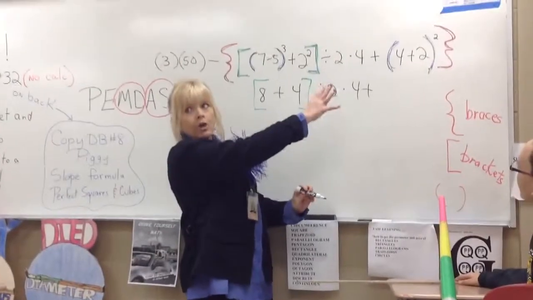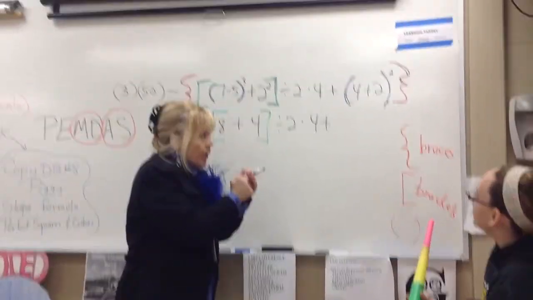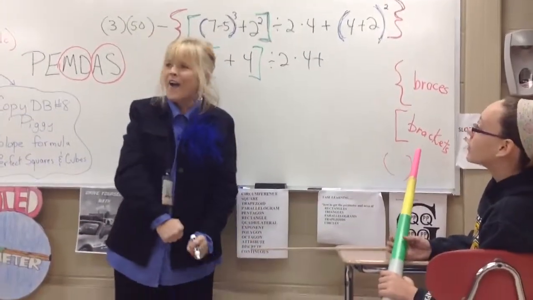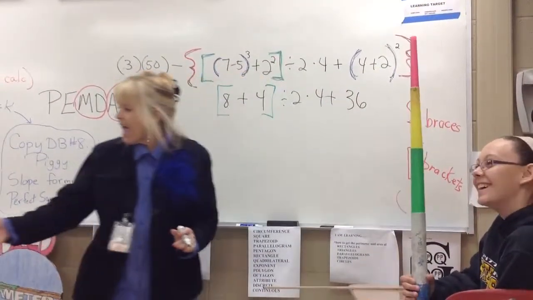Ooh, blue. Always, you're going to eat your way out. What's 4 plus 2? 6. What's 6 to the second power? 12. No! 36. 36.